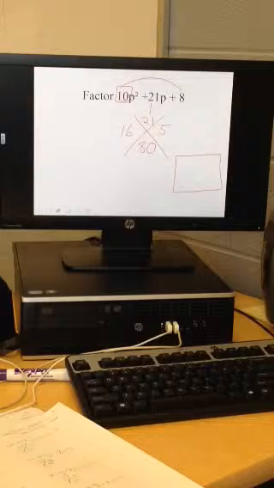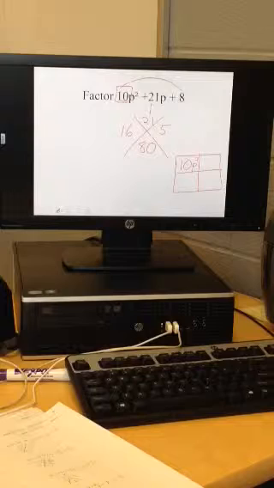So 16 and 5 work. Here's the box. What goes in the top left-hand corner? 10p squared, right? What goes bottom right-hand corner? What goes down here? 8.